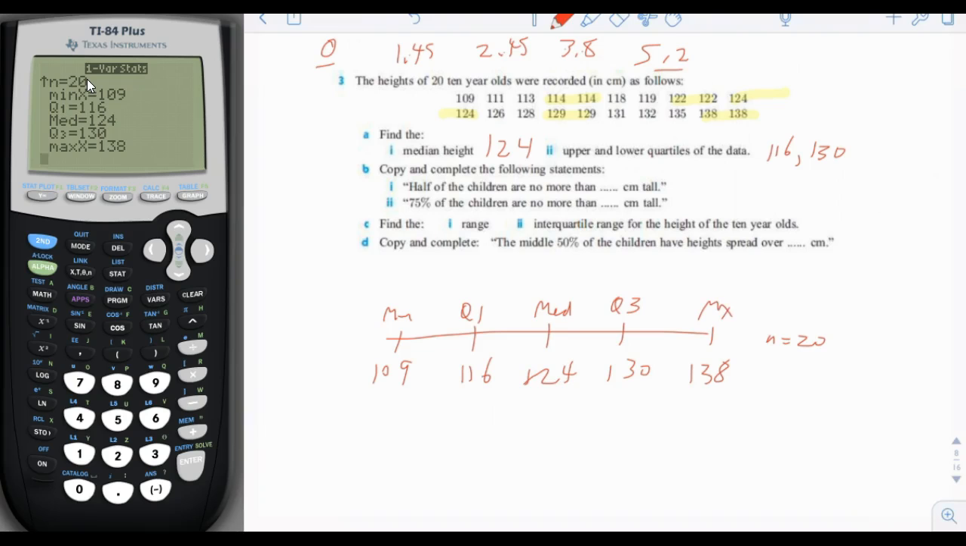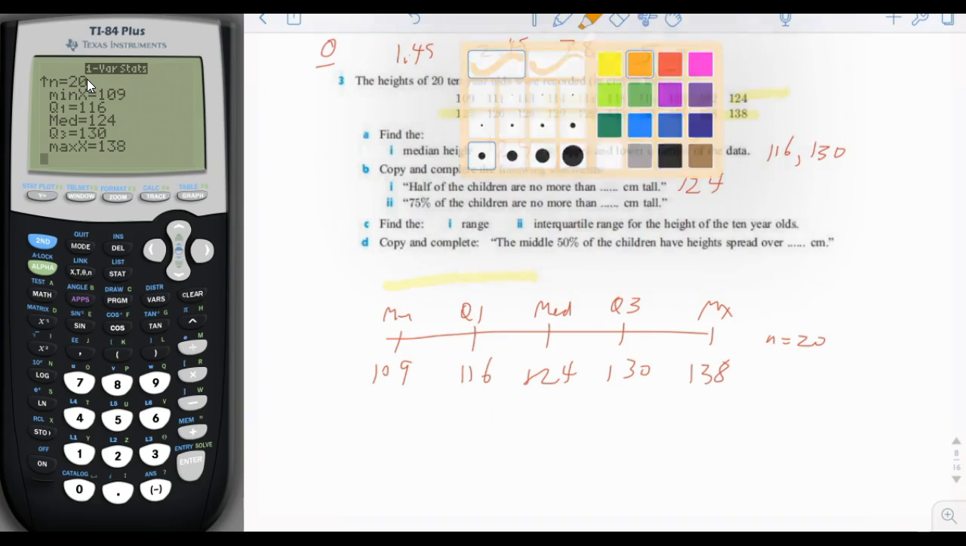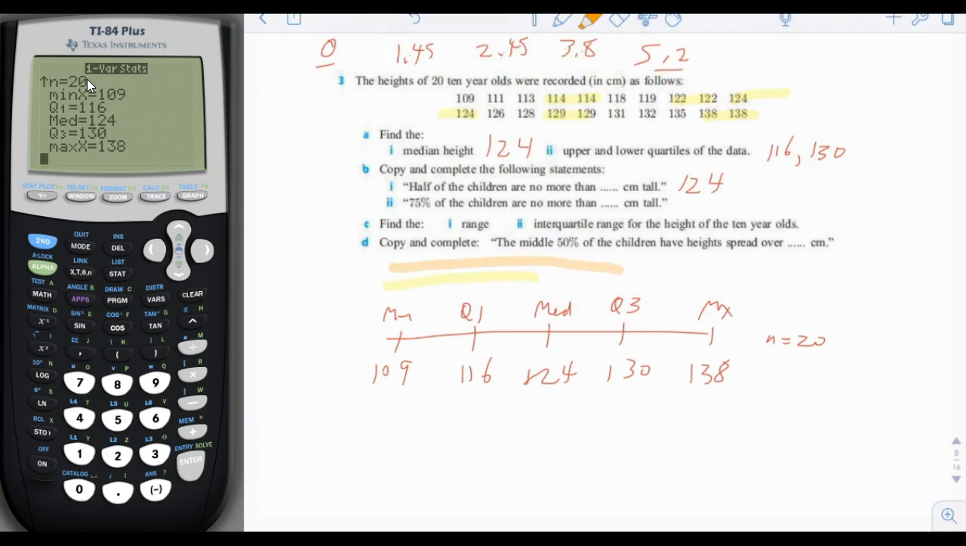Complete the following statements. Half of the children are no more than, so that means half of the children are no more than, it means less than this amount. It would be 124, the median. 75% of the children are no more than, and so that would be referring to 3/4 of the children would be less than 130.